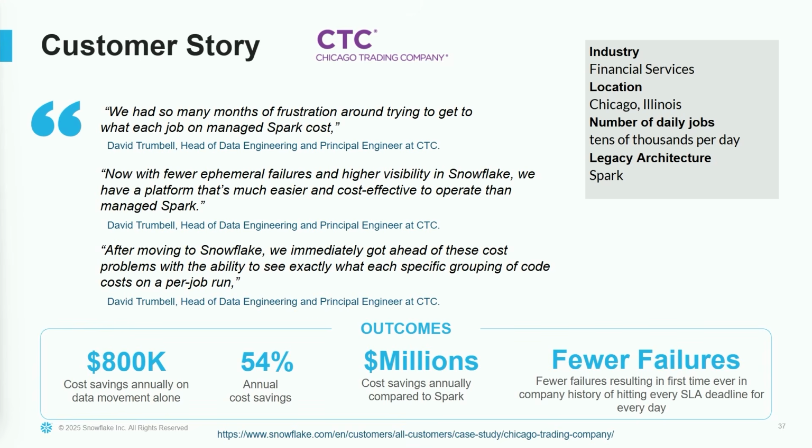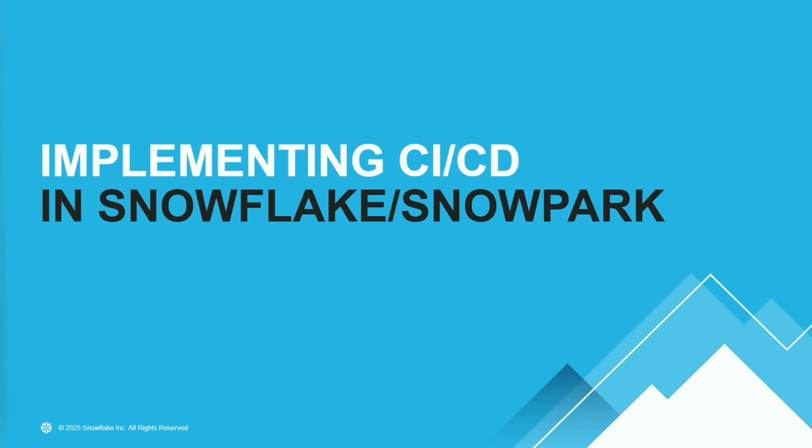You'll also see that last outcome I mentioned there, fewer failures. You'll see their note where they mentioned that for the first time ever in company history, they met every SLA deadline every day after moving. They had lots of failures in Spark, and those guys were good at Spark, but at that scale, you can imagine the types of problems that they had. I've got a few quotes there from their head of data engineering, and there's a link at the bottom if you want to go read the case study on your own. So next we're going to transition to CI/CD.